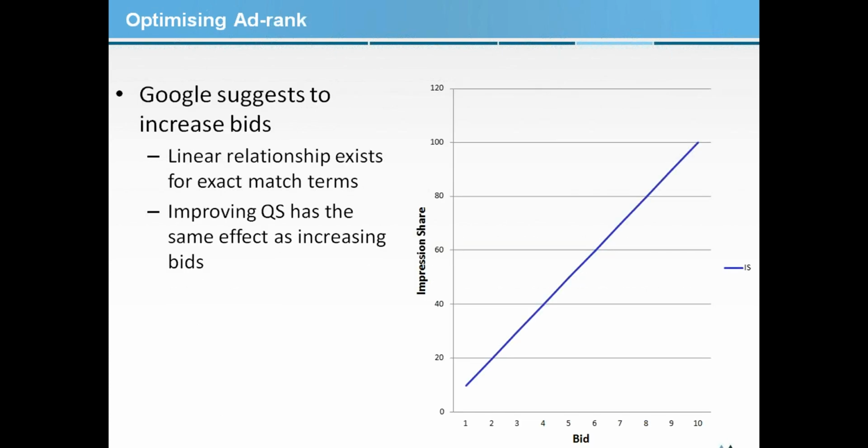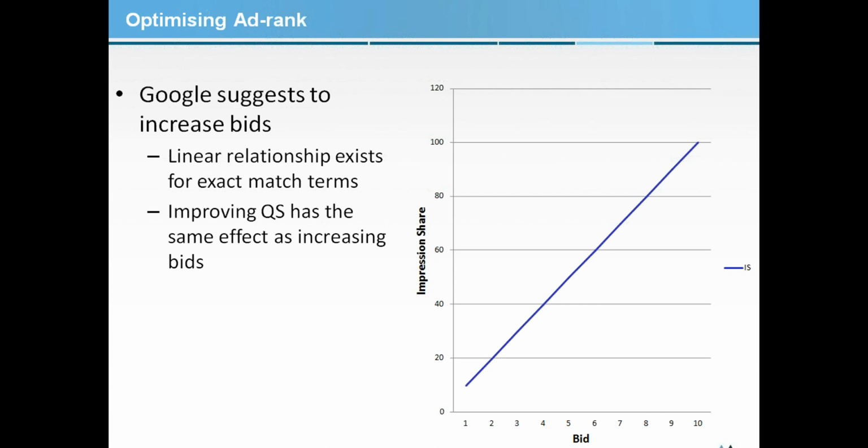Focusing on ad rank to start with, it's important to note here that if you find you're losing impression share due to an insufficient ad rank, Google's main suggestion here is to increase your bids. Now this assumes that a linear relationship exists. So if you were to increase your bids, then you'd get a corresponding increase in impression share.